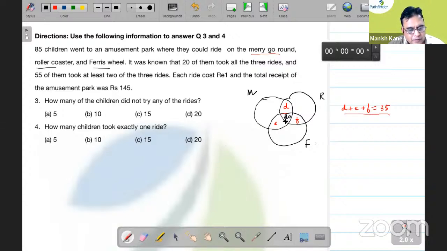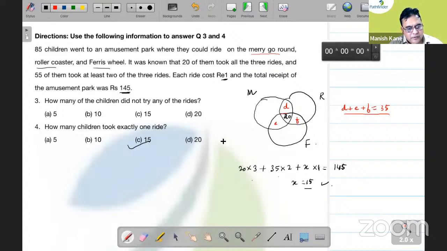Now see, if anybody has taken three rides, 20 children have taken three rides. So for each of them 3 rupees, because the cost of each ride was 1 rupee. Similarly, 35 students have taken two rides each. So cost will be 35 into 2, 70. And let us say x students have taken one ride, and the total must be equal to 145. So 60 plus 70, 130. So x is equal to 15, which means the number of students who have taken exactly one ride is 15. So fourth one is done.